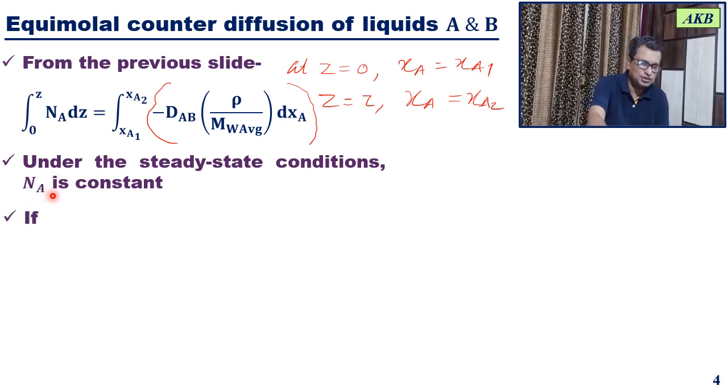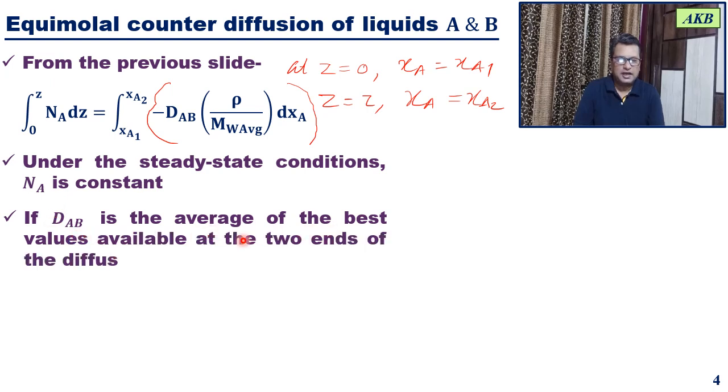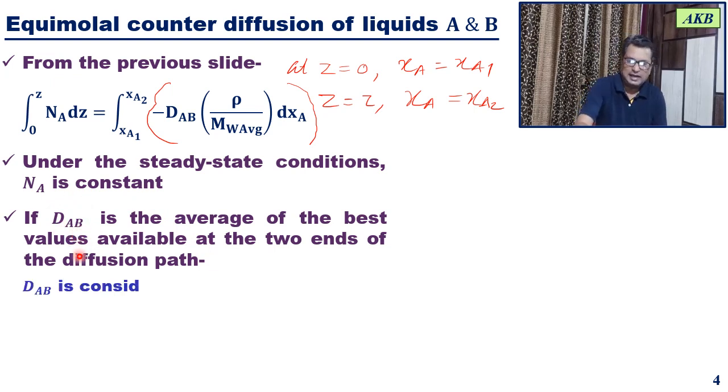is constant with respect to time, and if you are using DAB as the average of the best values available at the two ends of the diffusion path, then you can take that as constant. If this is the average of best available values of DAB at the two ends of the diffusion path, then you can consider that as constant and you can take that out of the integral.